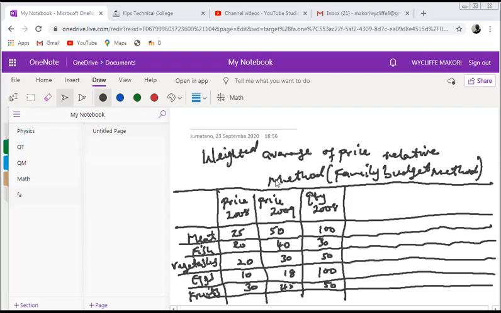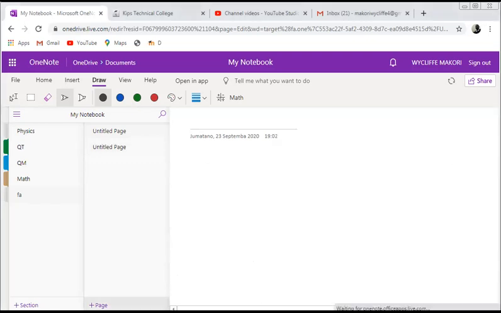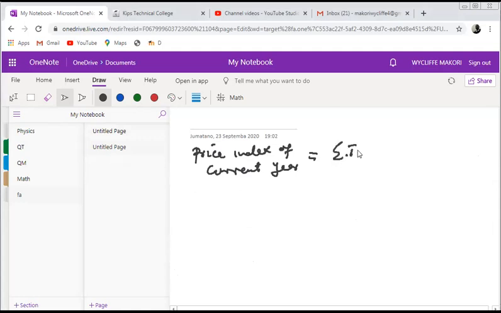So we can also calculate the price index numbers using the weighted average of price relative method, commonly known as the family budget method. So in this case, the price index of current year is given by the formula: the summation of IV over the summation of V.